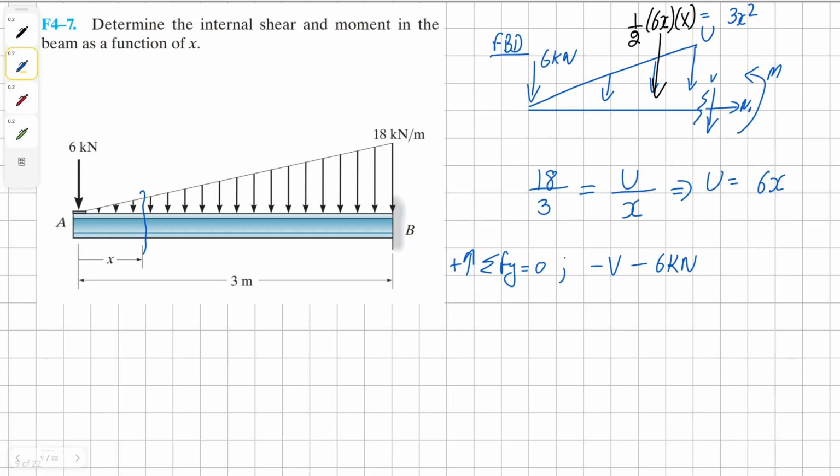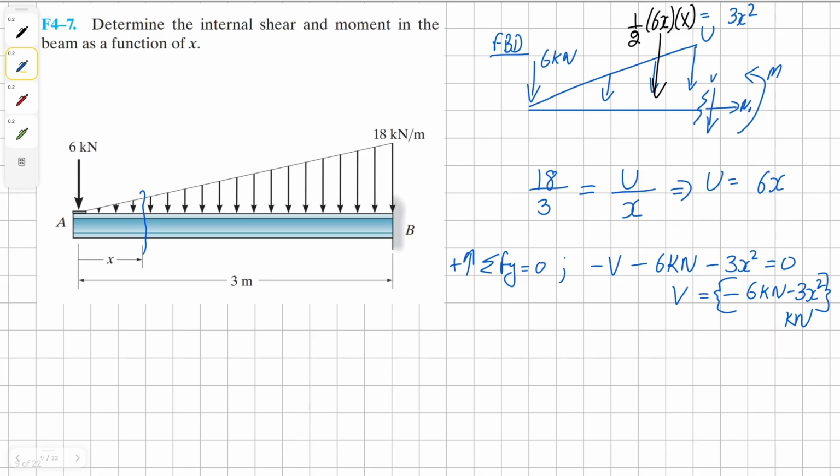So all we have to do is add that into our equilibrium equation here. So it's going to be negative 3x squared, all equals to 0. Solving for shear, we get a solution as negative 6 kilonewton, negative 3x squared. All of this is in kilonewton.